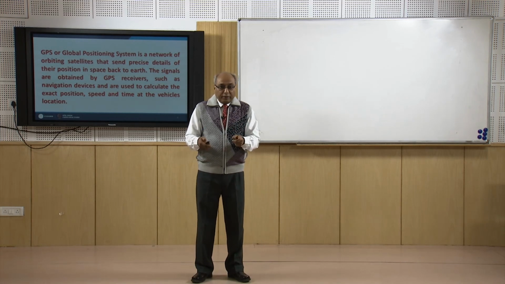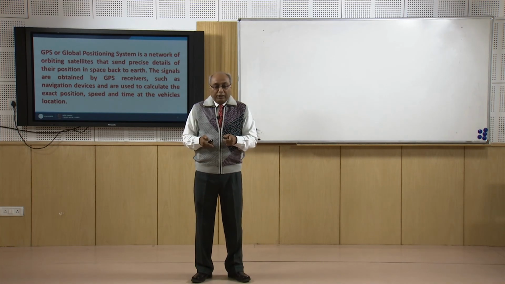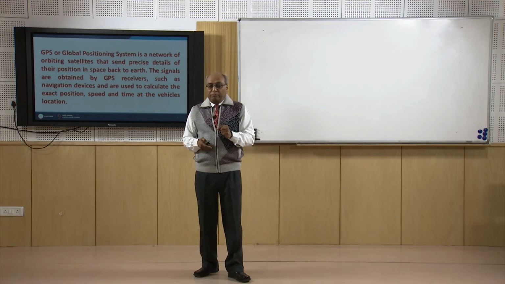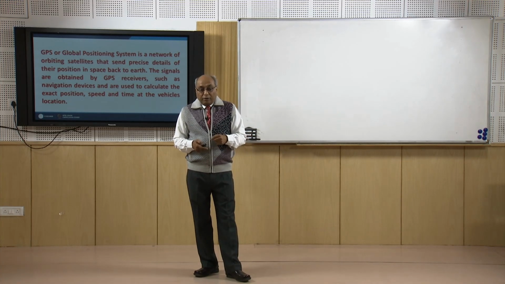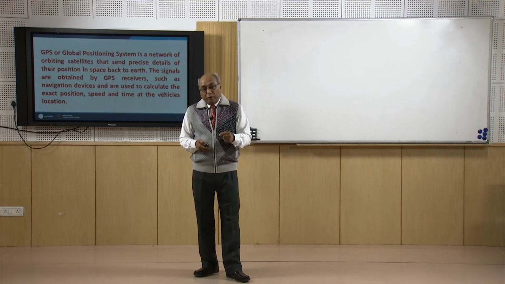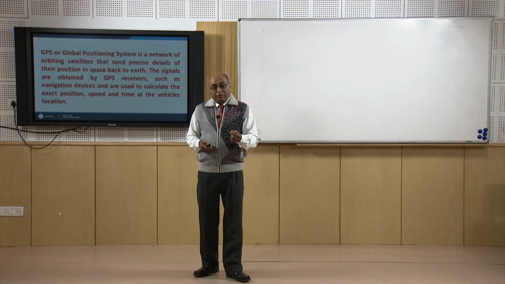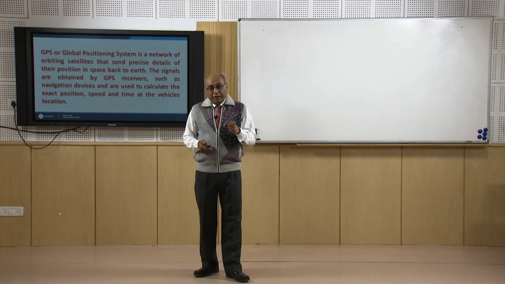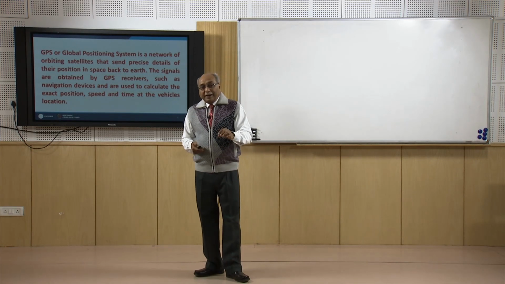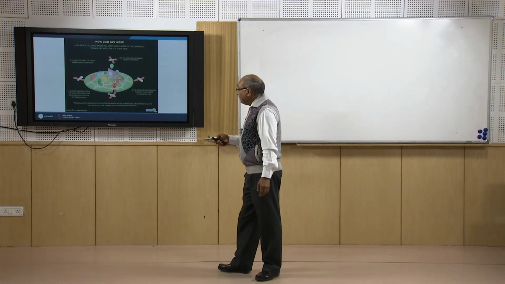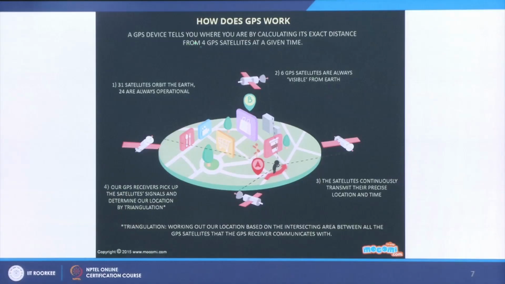In back bearing, a minimum of 2 readings were required, but since it is 3D, a minimum of 3 are required to know the X and Y position, that is latitude and longitude. But if I want to know the height or elevation of the point where the receiver is kept, then I need one more signal from one more satellite, the 4th, and that will give you 3D. So 3 satellites will give you 2D, and 4 satellites will give you 3D. We will see in a little more detail how GPS works. A GPS device tells you where you are by calculating the exact distance from 4 GPS satellites at a given time.